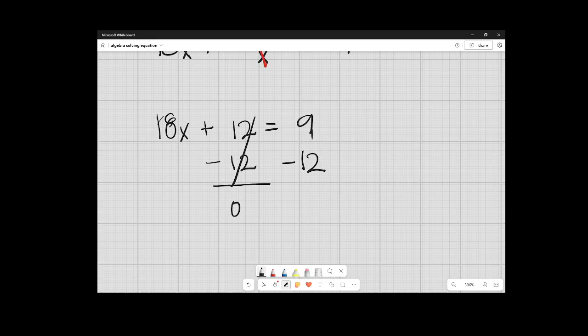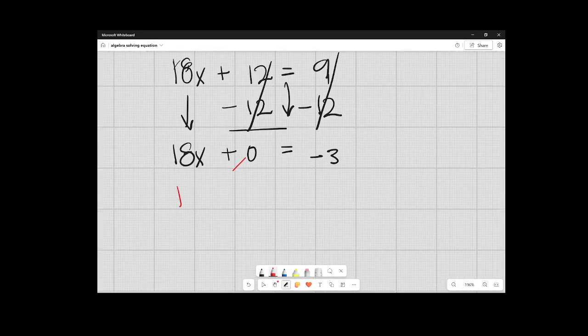So that turns into 0. 9 minus 12 is negative 3, right? And 18x, we left it alone. We just drop that down there. And then we bring our equal sign down and our plus sign down. We don't need the 0. We have 18x equals negative 3.